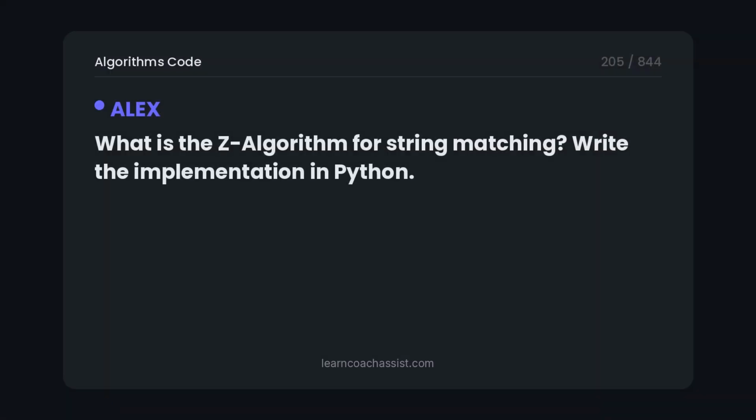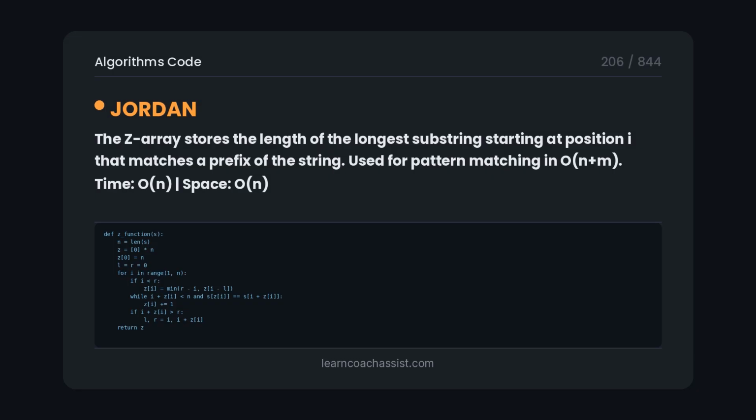What is the Z algorithm for string matching? Write the implementation in Python. The Z array stores the length of the longest substring starting at position i that matches a prefix of the string. Used for pattern matching in O(n plus m). Time O(n), space O(n).